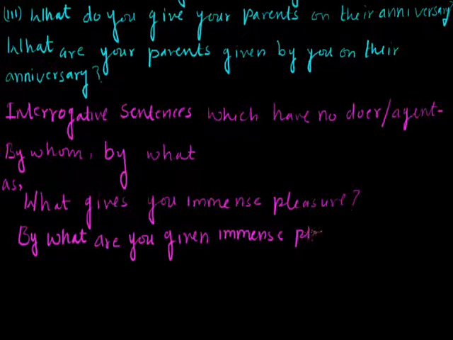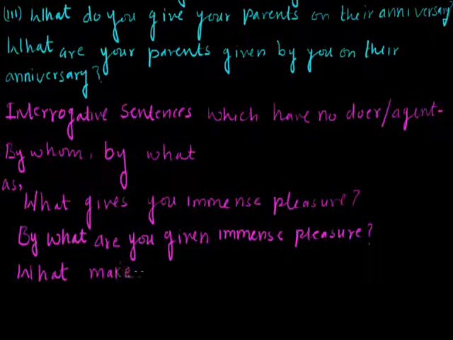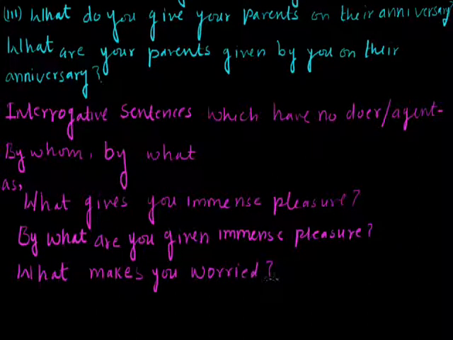Okay, so the sentence will be "By what are you given immense pleasure?" Okay, let's see some more examples. What makes you worried? In this sentence also, no agent or doer is given before the verb makes. Okay, so the passive voice of the sentence will be made in the similar manner.